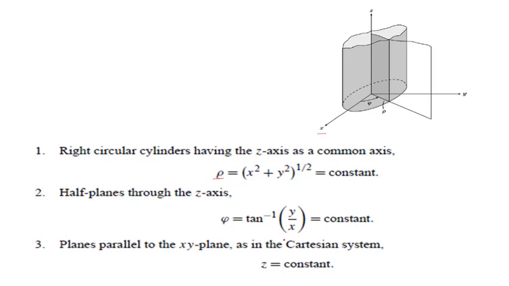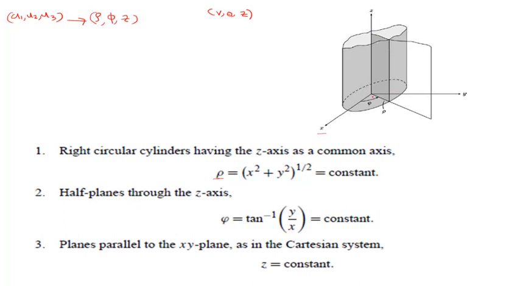Now a point in cylindrical coordinate system is specified by three coordinates rho, phi and z. So in the general curvilinear coordinate system, we have coordinates u1, u2, u3, and here u1, u2, u3 are rho, phi and z. Now in some books they use r, theta, z for cylindrical coordinates, but here rho is used because rho is the perpendicular distance from the z axis.